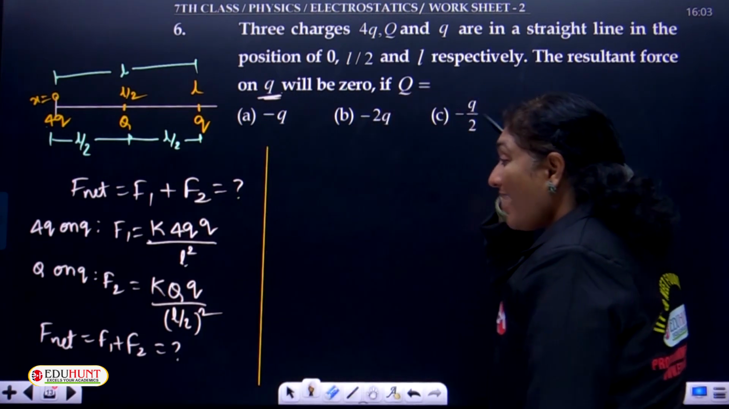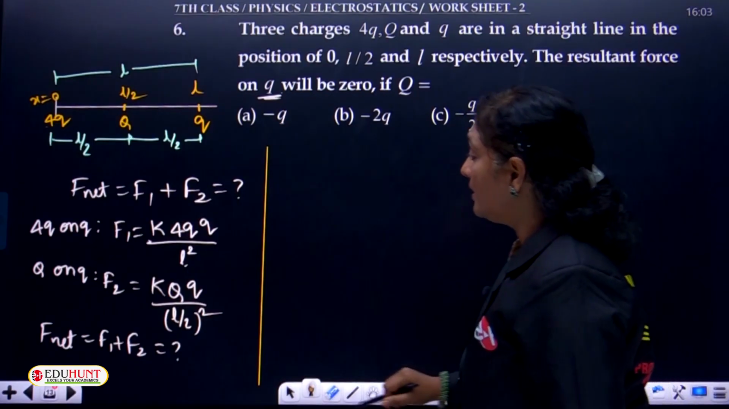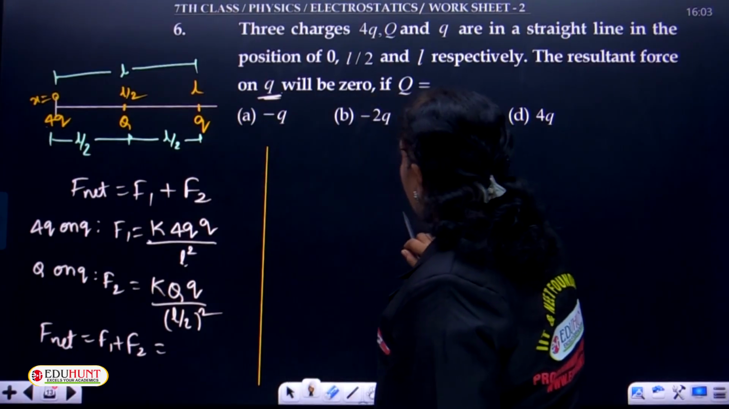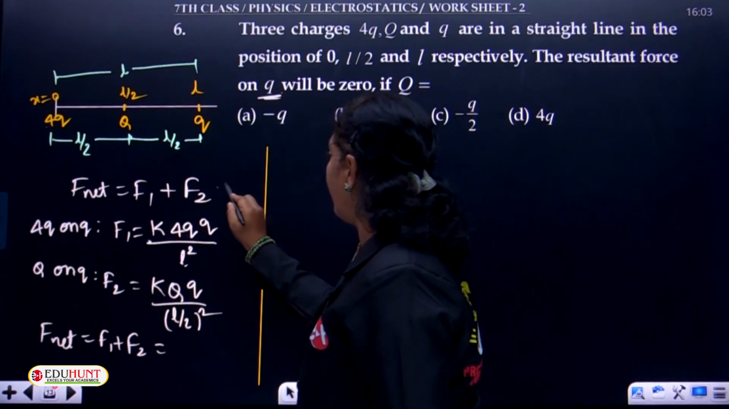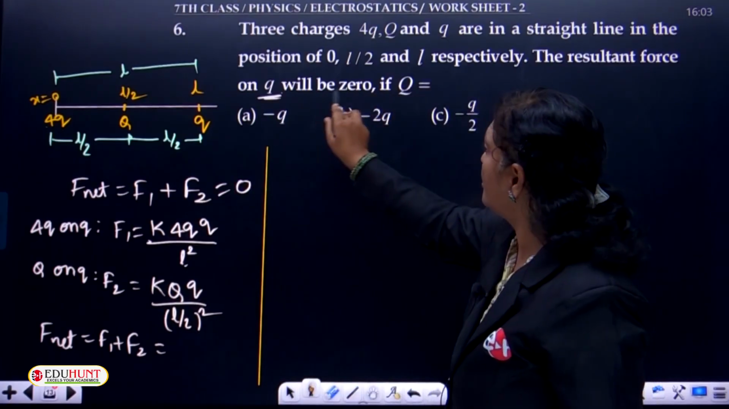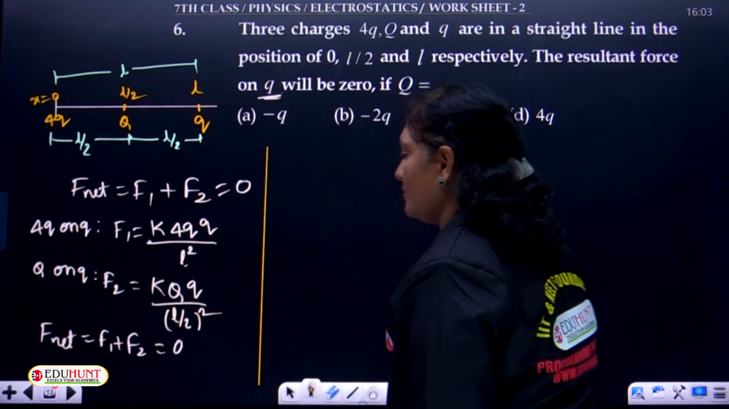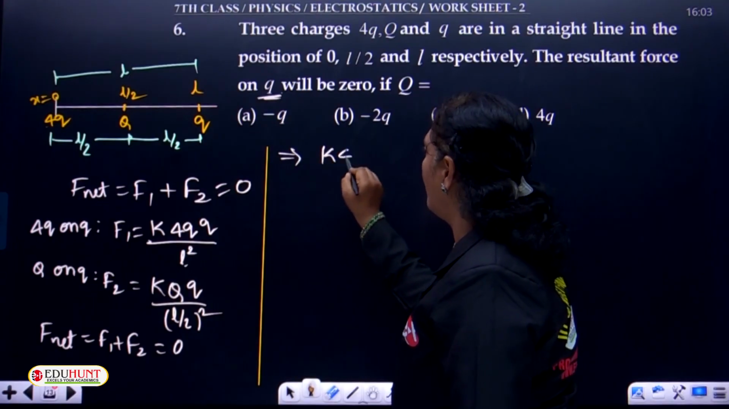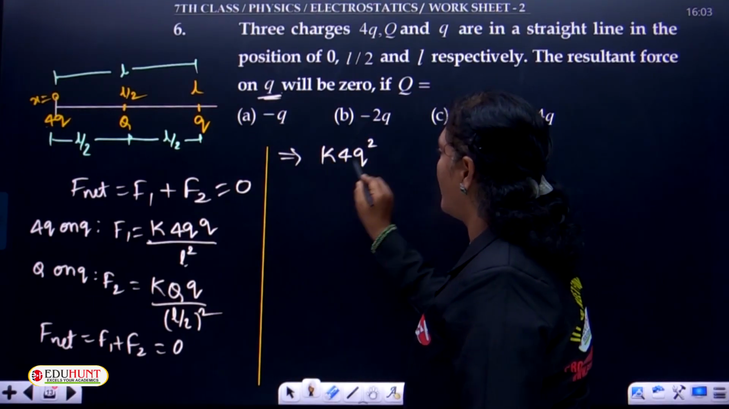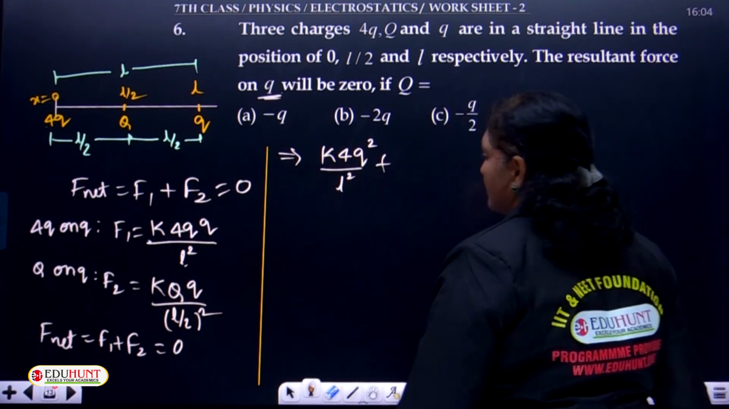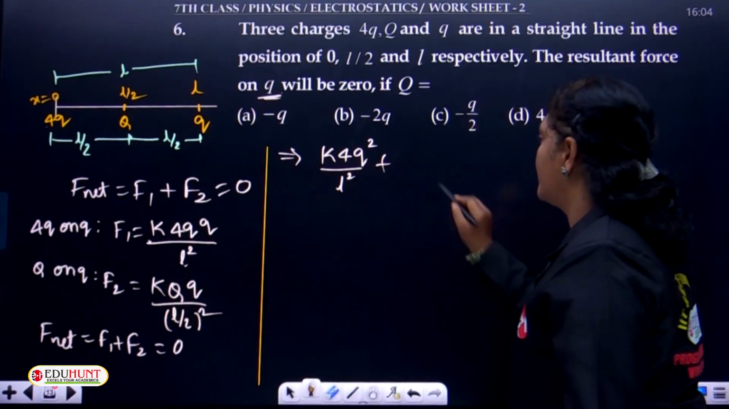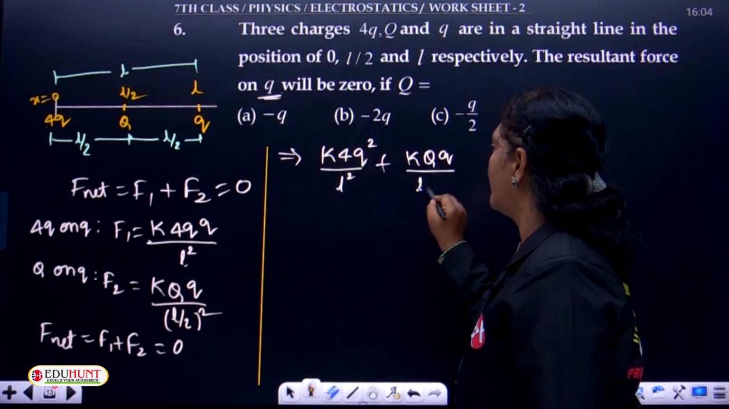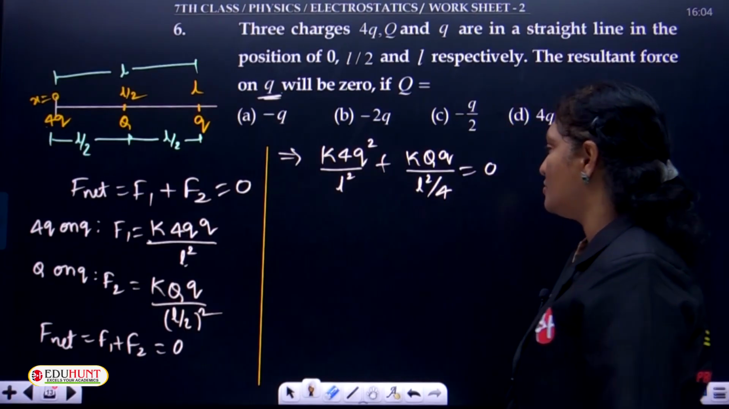So, let us substitute the values and simplify. Okay, they are not asking us to find F1 plus F2, children. They gave it as 0. The resultant force on q will be 0, so this is equated to 0. So, what is F1? F1 is K, 4Q into q is 4Qq upon L square, plus F2, which is K capital Q small q upon L by 2 whole square, taken as L square by 4, which equals 0.